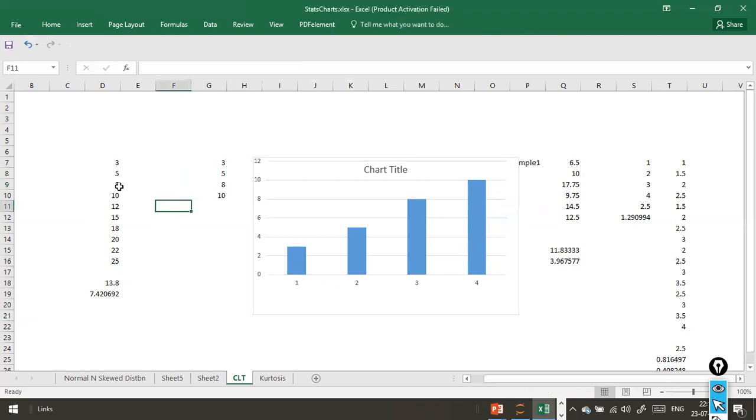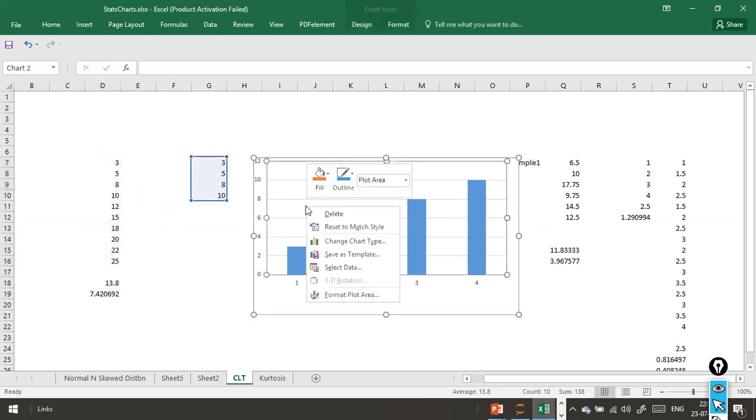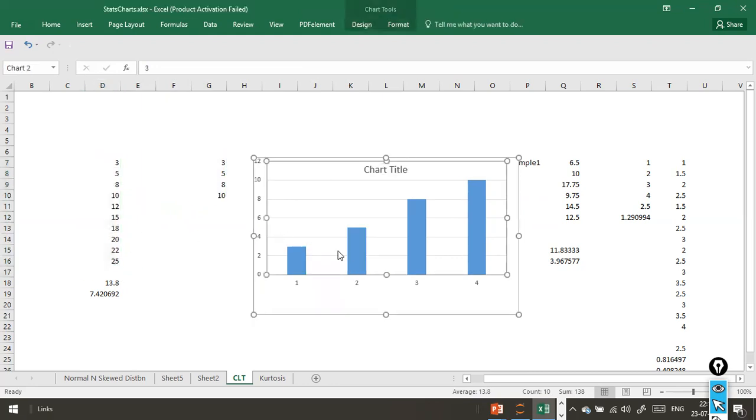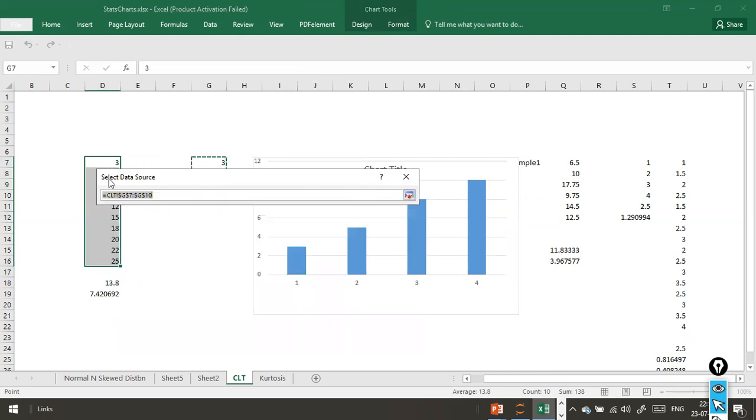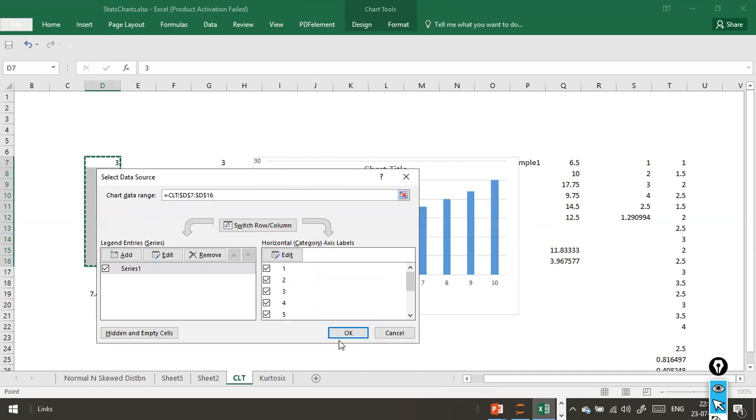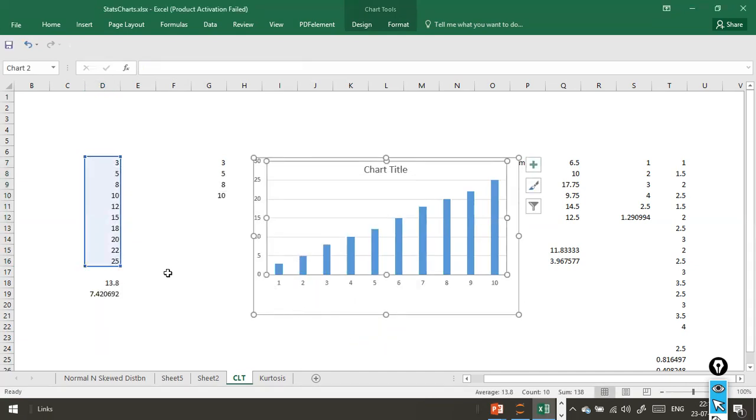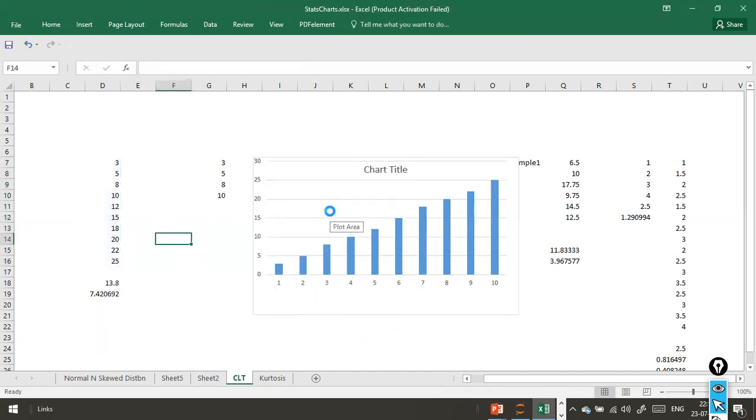What I do is I'm going to draw some more samples from the population in addition to this. Then I'm going to select the data from this one. I'm going to increase my sample size.